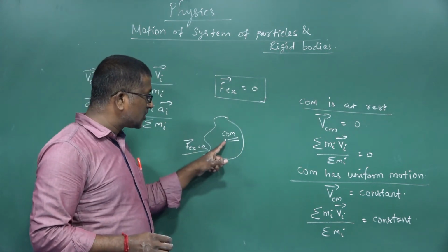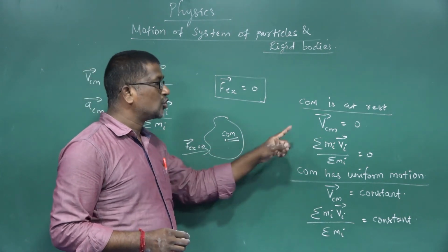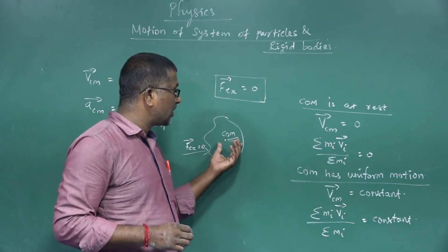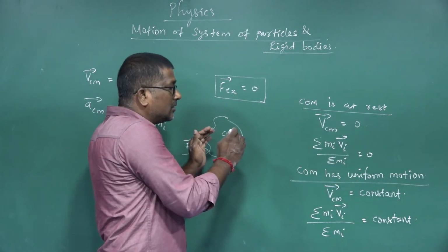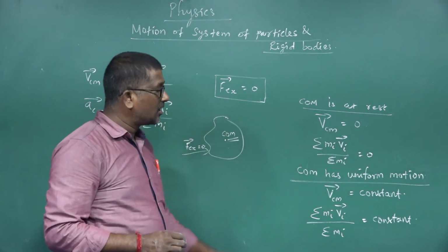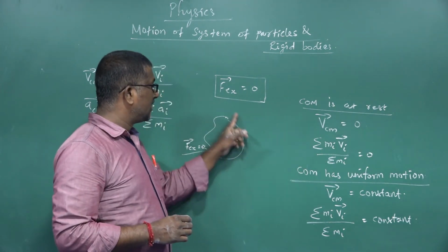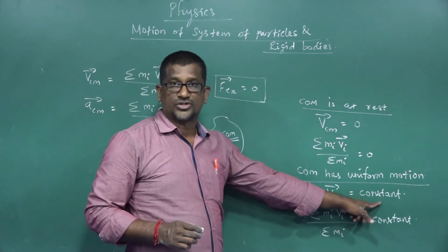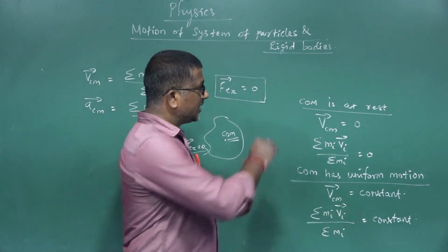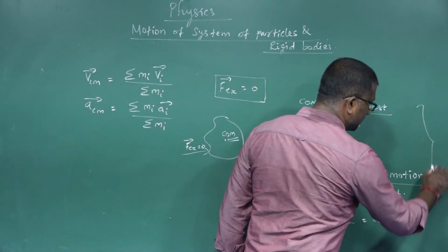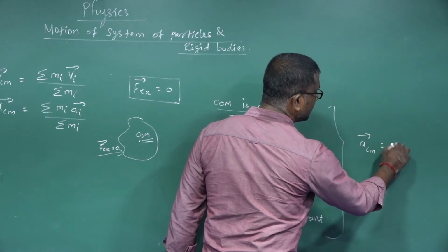If the center of mass of the rigid body is at rest, then its velocity becomes 0. That is, the velocity of the center of mass value becomes 0. Suppose the rigid body is moving with constant velocity, or suppose it undergoes uniform motion, then the velocity of the center of mass value is constant. In both cases, the acceleration of the center of mass of the body is 0.